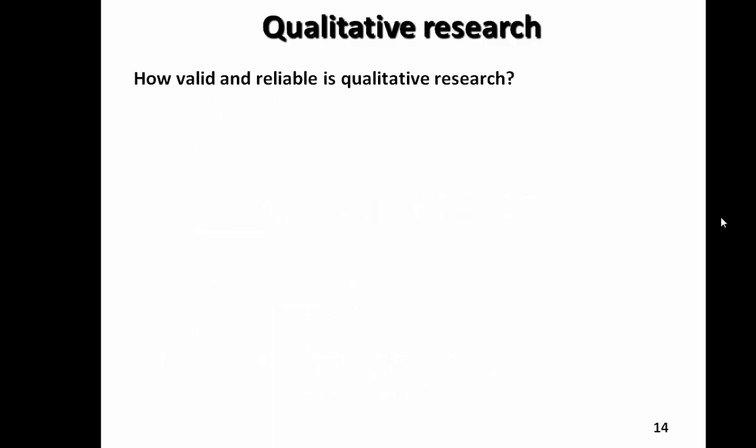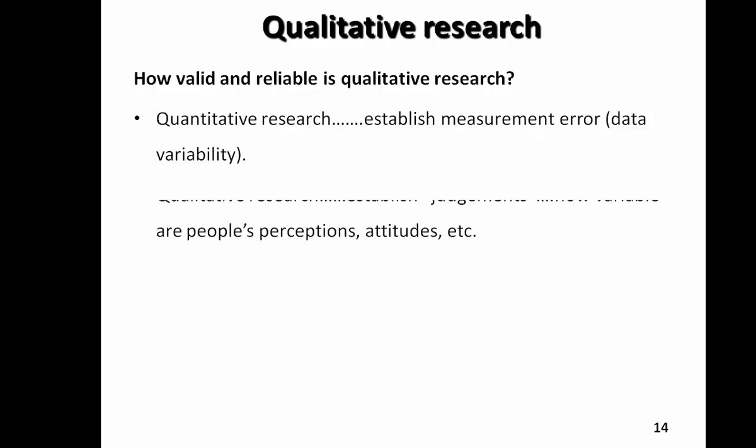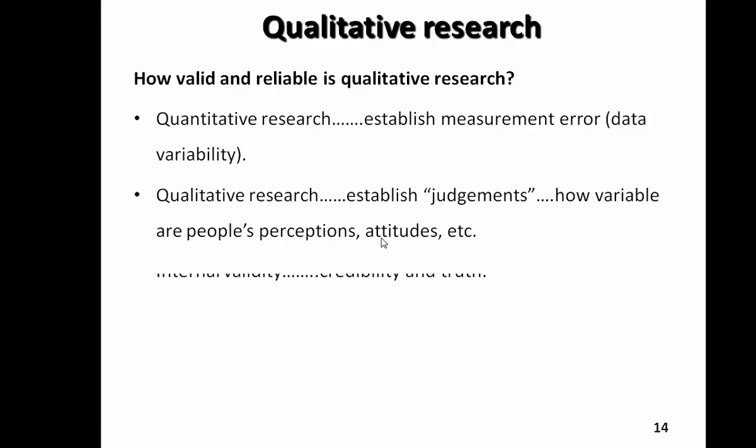The one aspect of qualitative research that's similar to quantitative research is the issue of validity and reliability, and this is something that should always be considered with research. With quantitative research approaches, it's much more feasible to establish validity and reliability, and the evaluation of measurement error or data variability is a very common inclusion. Qualitative research establishes what are called judgments on the part of the researcher, and these judgments attempt to establish the variability in people's perceptions, attitudes, and other such variables.